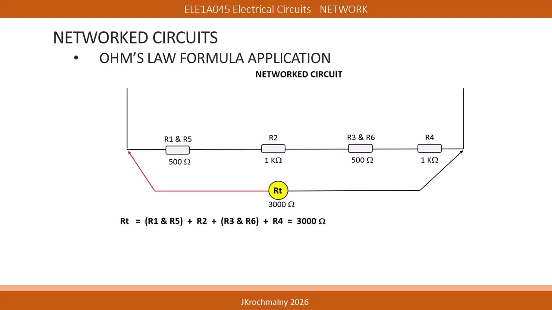Notice in this graphic the R1 and R5 resistors in parallel providing 500 ohms. The R2 resistor provides 1,000. The R3 and R6 resistors provide a 500 ohm resistance, and the R4 resistor provides 1,000 ohms. When placed into a series pattern, and when the resistance configured multimeter is used, 3,000 ohms of resistance is the total.